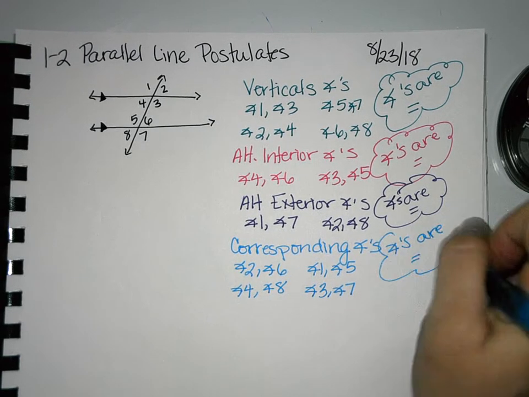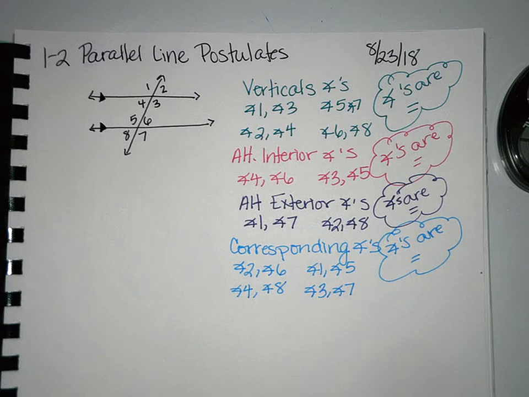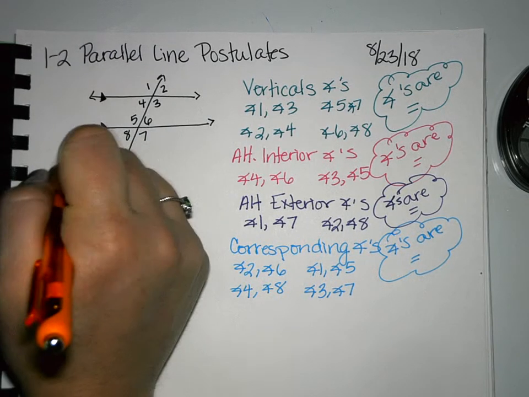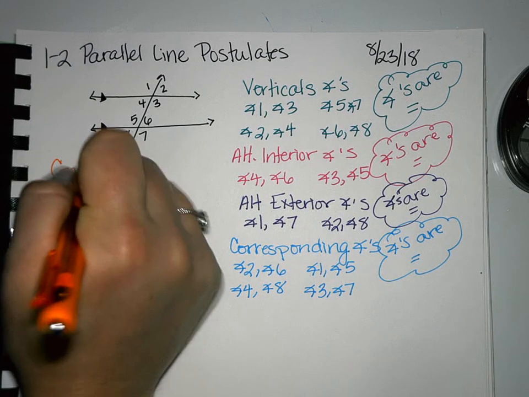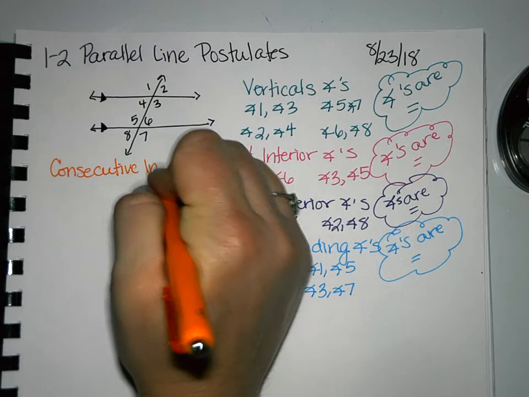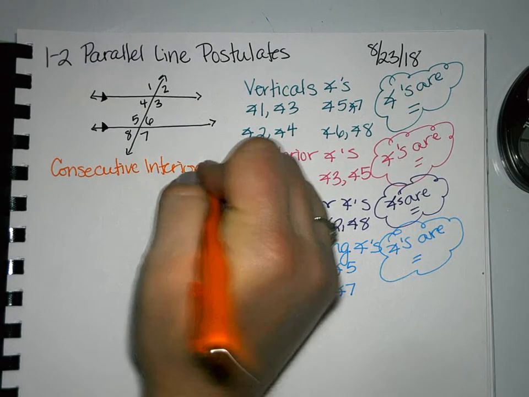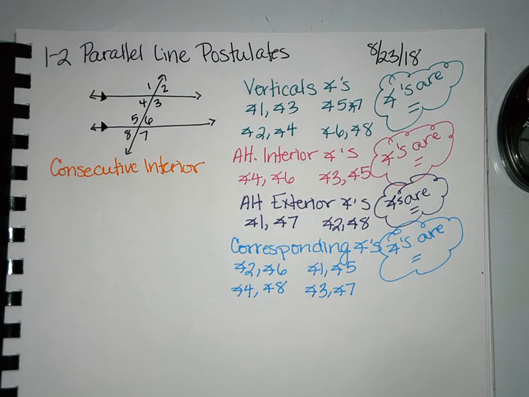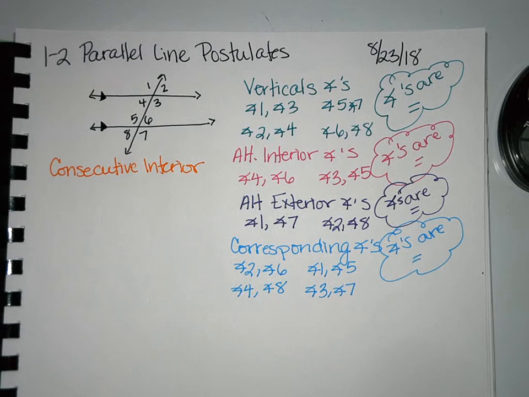Okay, so these are 4 of our relationships, but we actually have 2 more. The other 2 that we have are the only ones that are not equal. Okay, so the other pair that we have are consecutive interior. So this one, I need 2 volunteers, people we haven't heard from, as to a pair of consecutive interior angles.